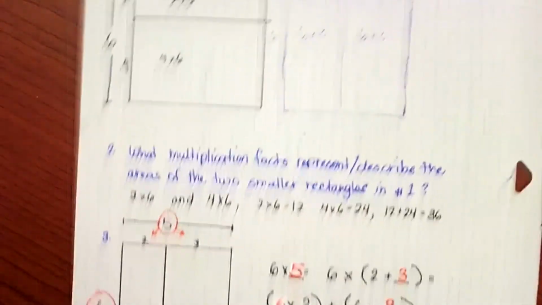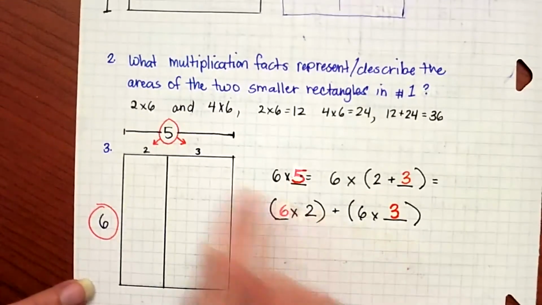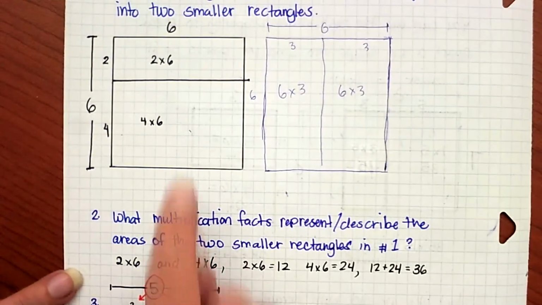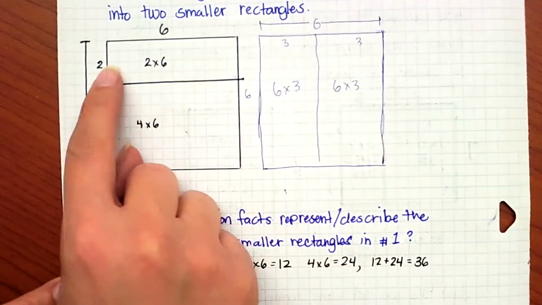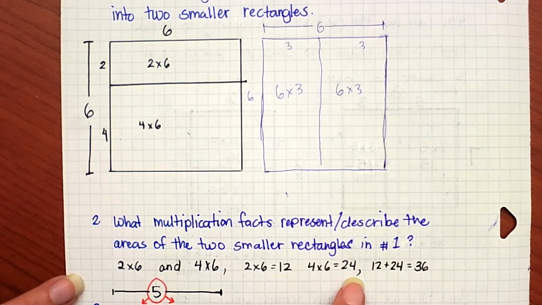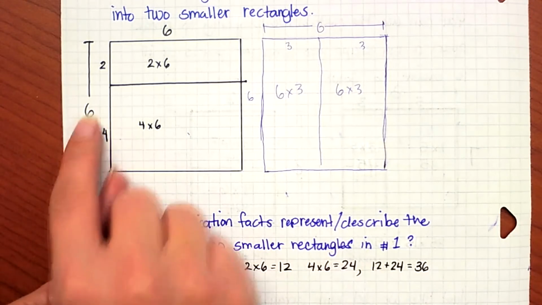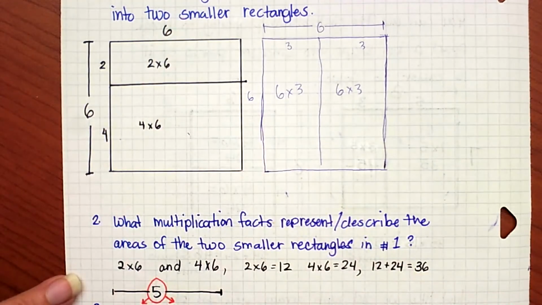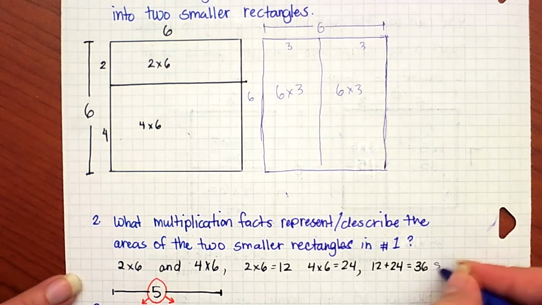So for this one, I split it into 2 by 6 and 4 by 6. So I cut it over here. So this was a 2 times 6 rectangle, and this was a 4 times 6 rectangle. 2 times 6 is 12, and 4 times 6 is 24. When I added 12 and 24 together, I got 36. So that told me that the area of my 6 by 6 square is 36 square units.